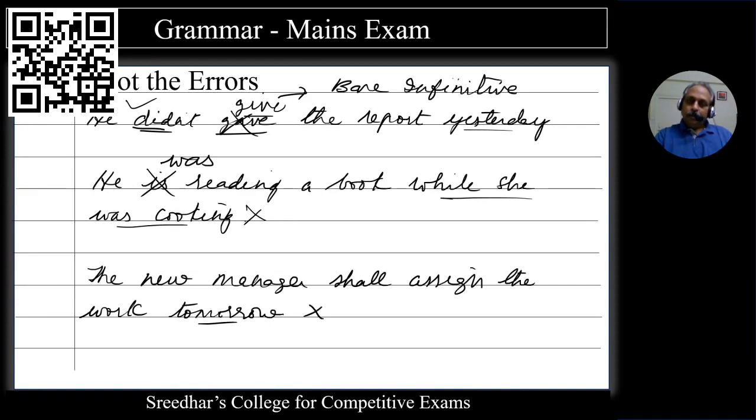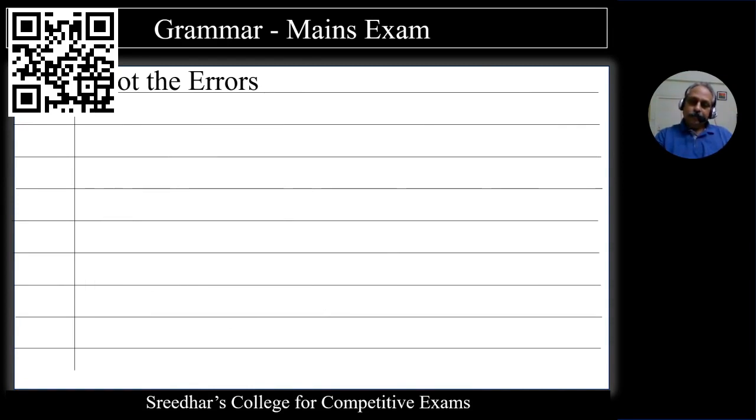What is the rule that goes with all the future tenses? We use will and shall with first person singular and plural. That means I and we. With all of the other pronouns we use will, we should not use shall. Here it is third person singular, so we cannot use shall, it has to be will. The new manager will assign the work tomorrow. Same rule goes with future continuous and future perfect continuous.